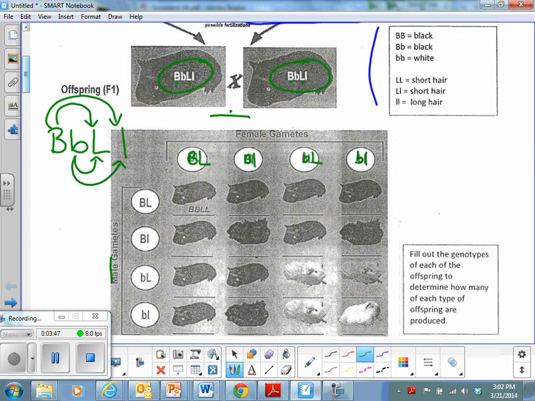All right, notice that the other gamete, the male, they both had the same genotype, so it's going to be the exact same gametes over here. So no reason to do it again. Don't make life hard on you.